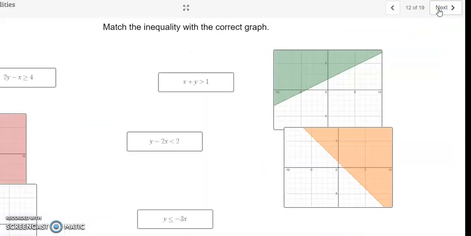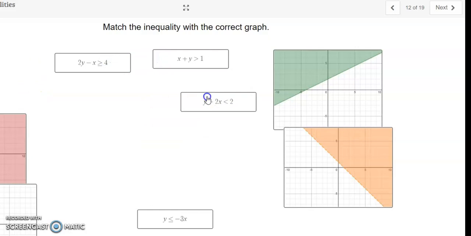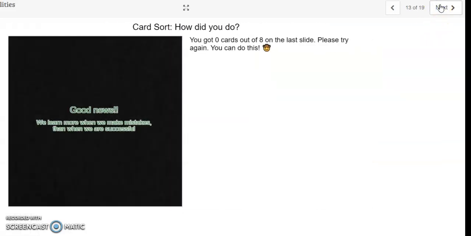Let's go ahead and look at slide number 12. So slide number 12, you need to go ahead and match the graphs. To do that, you may need to rewrite these, and then match them. And then on the next slide, it's going to tell you if you got it right or wrong, and you can go back and check your work if you got something wrong. You can also use Desmos Graphing Calculator to check your work that way if you'd like.